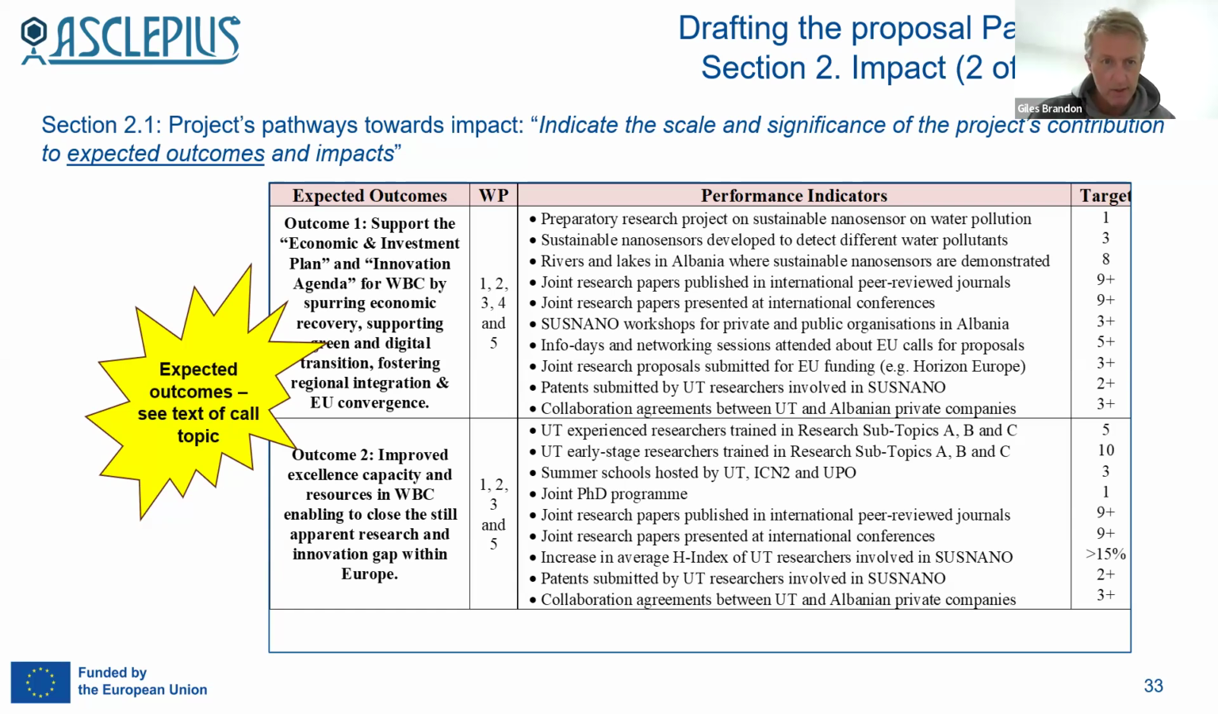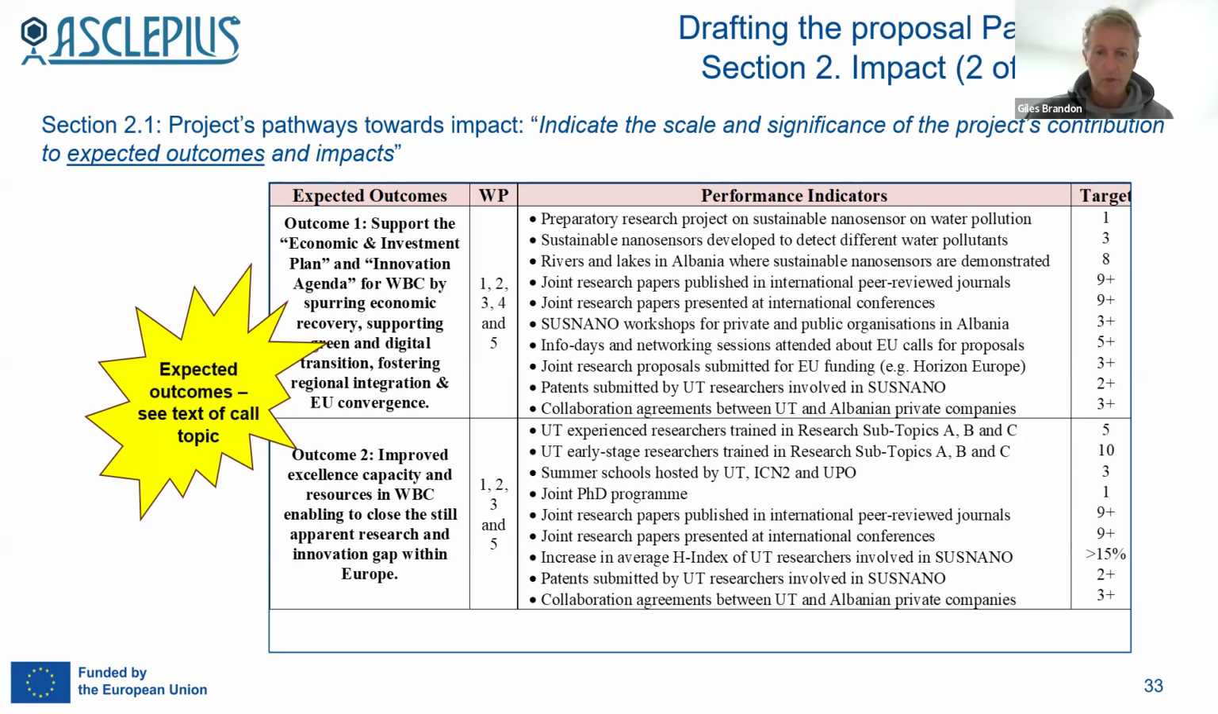Buried in the call text, there was a section about expected outcomes. You see that in this table I've got here in the left-hand column, I basically copied and pasted the text from the call. And then I came up with these, in this third column, these series of indicators. That twinning project is still running at the University of Tirana in Albania. It's all about the development of nanosensors for detecting different types of water pollutants.